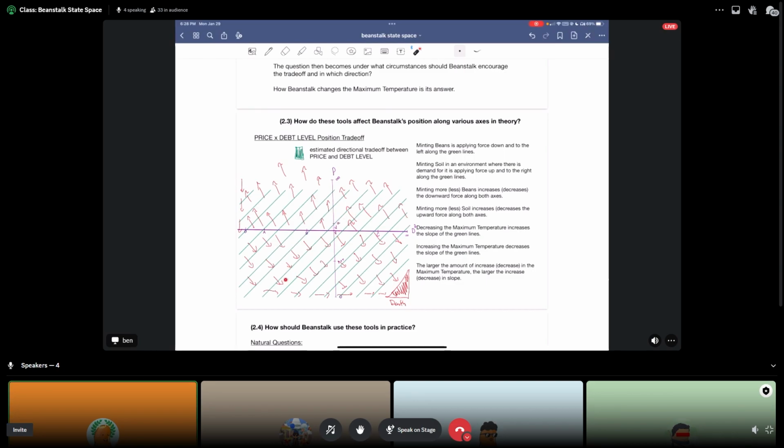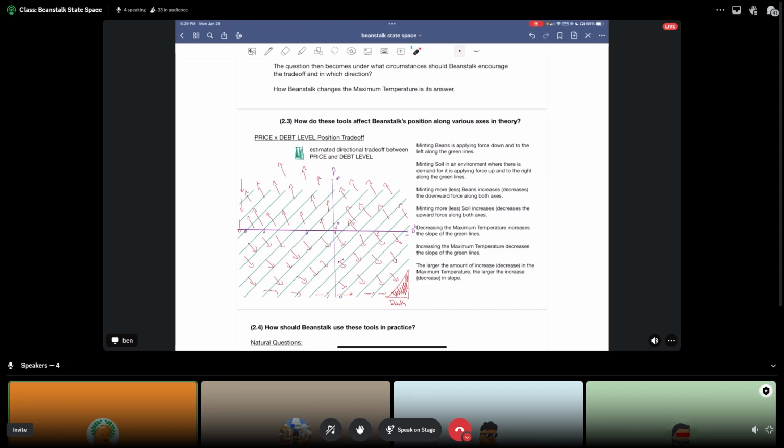So you have these green lines showing the trade-off between price and debt level. The point is, the more beans and the more soil, the more force along these lines that Beanstalk is trying to apply to counteract the red force. And the higher the temperature, the more upward force. As the temperature goes up, there is more debt issuance, so there's more pressure this way. So the slope has to come down.